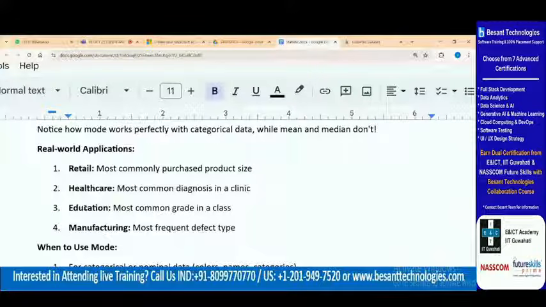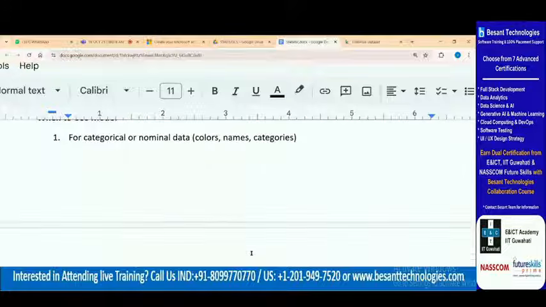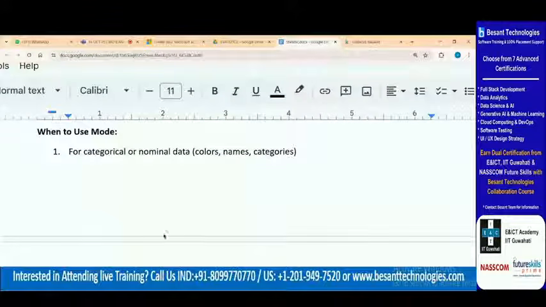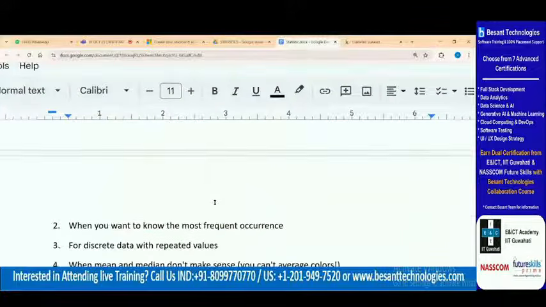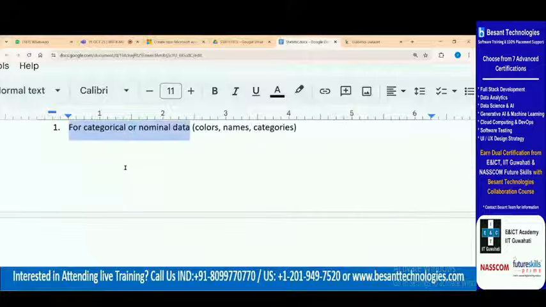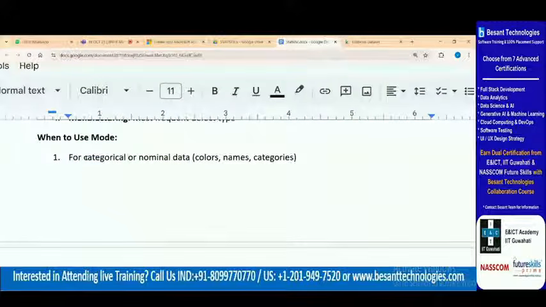In education, we can use it for the most common grade in the class. In manufacturing, you can use it for the most frequent defect item. So here are all the possibilities where you can use this mode. When to use mode: for categorical and nominal data. This I am specifying as categorical nominal data.